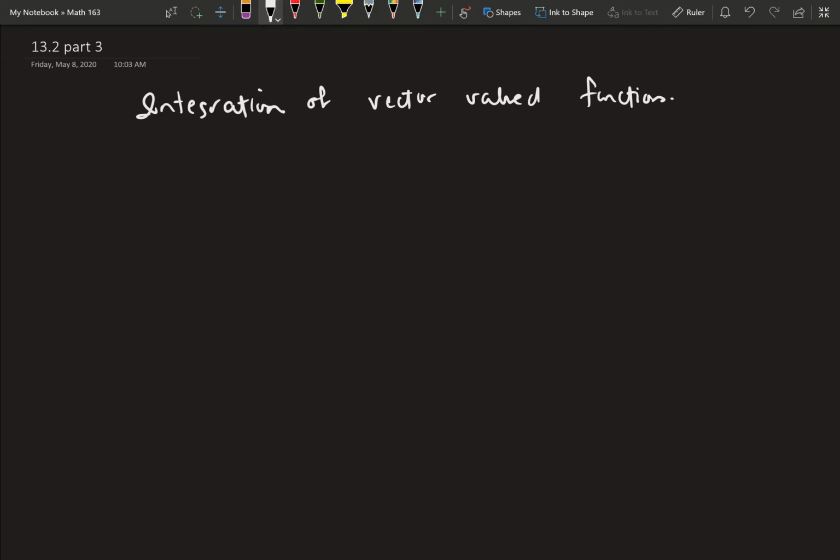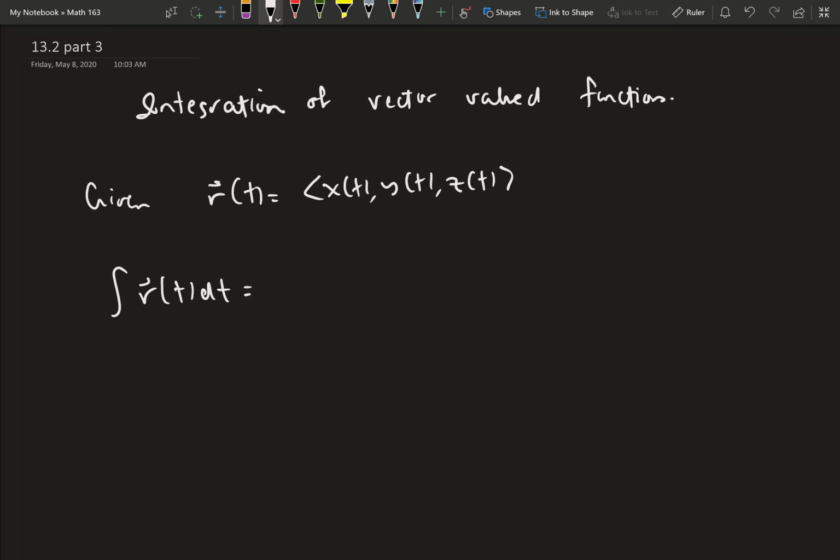And there's not a lot of geometric interpretation going on, but simply let me put it this way. So given r of t equals x of t, y of t, z of t, the integral of r of t dt is simply the integral of its components.